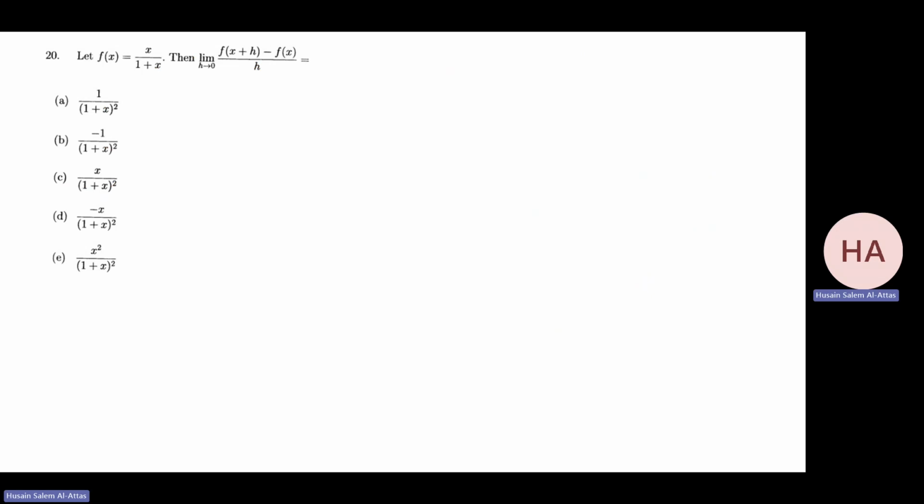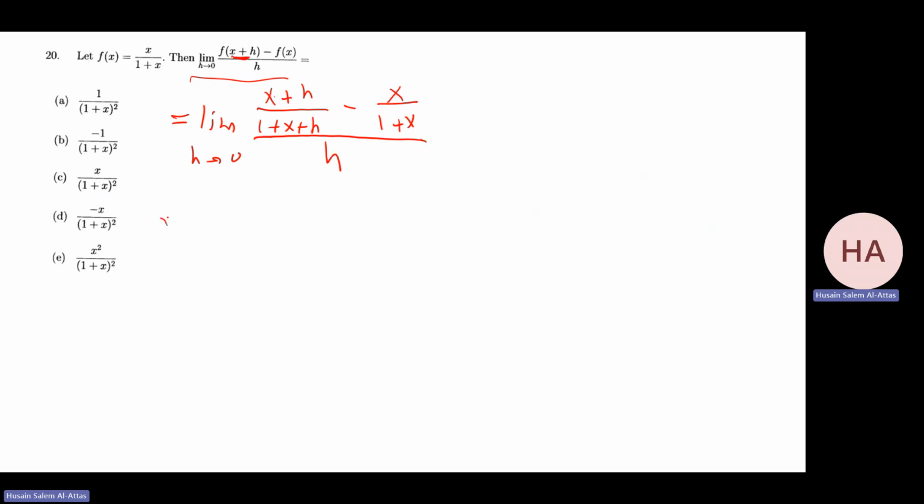You have this function. You want to find this limit. So let us do the calculation. Let me do it here. That will be the limit as h goes to 0. I have x plus h over 1 plus x plus h. What's the meaning of x plus h? I will write it instead of x: x plus h over 1 plus x plus h minus x over 1 plus x, all over h.